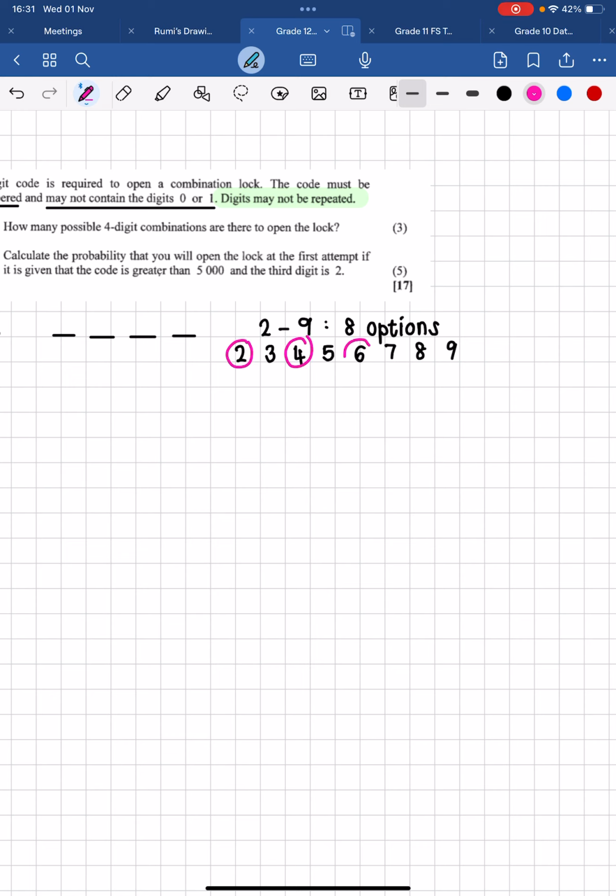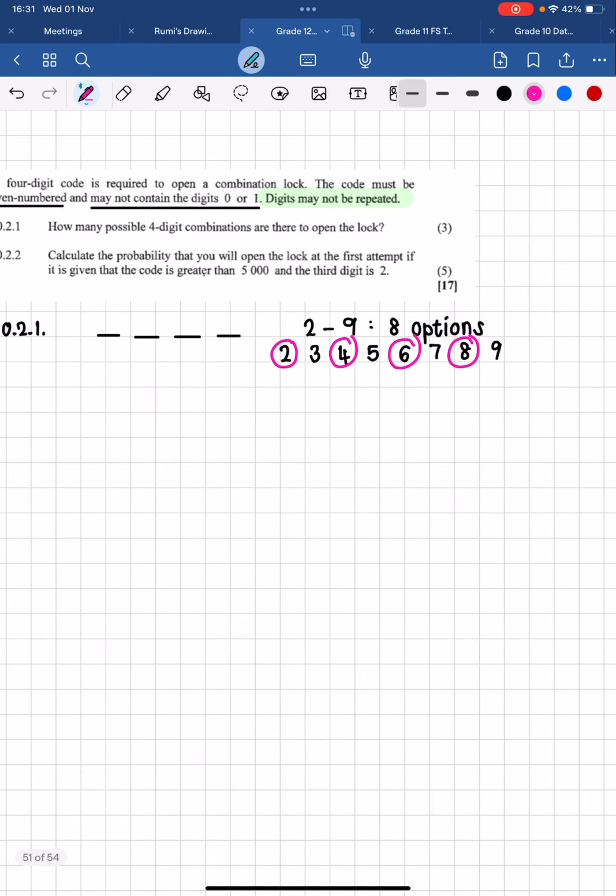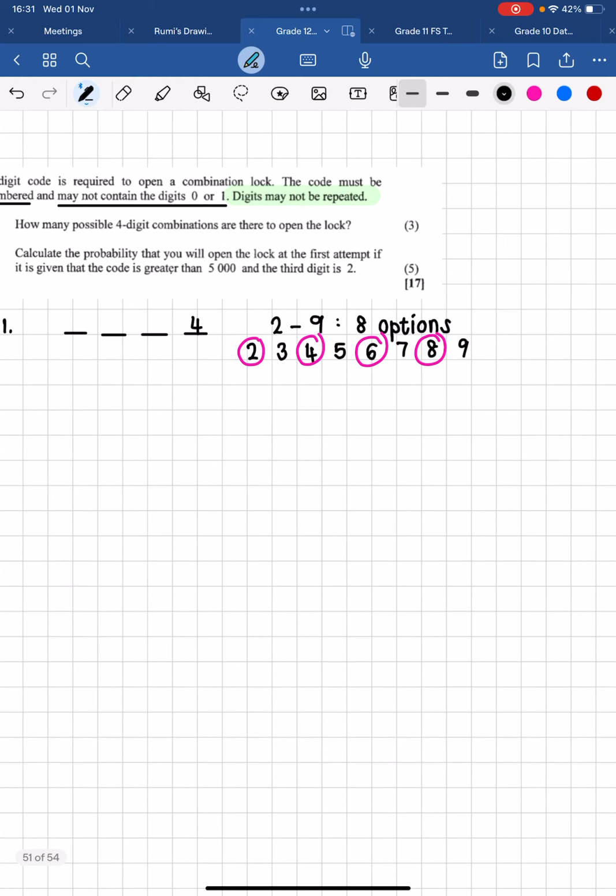2, 4, 6, and 8. Those are the even numbers. So the code can only end in one of these 4 numbers. So guys, I'm going to put a 4 in this last slot because there are 4 possible options to use as the last digit. Right, if this code ends in 3, 5, 7, or 9, it's not an even numbered code. All right, so that is where the last number comes from, the last digit, the options for the last digit.